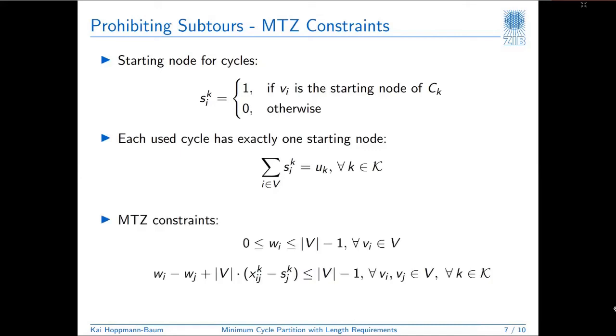Now the Miller-Tucker-Zemlin constraints read as follows. For each vertex we define a weight, and then the constraints at the bottom ensure that if you assign a starting node to a cycle and go from there in the direction of the arcs, then the weights have to increase all the time, except for the last step, from the last node to the starting node. By doing that, you ensure that there is exactly one cycle and that there are no subtours.